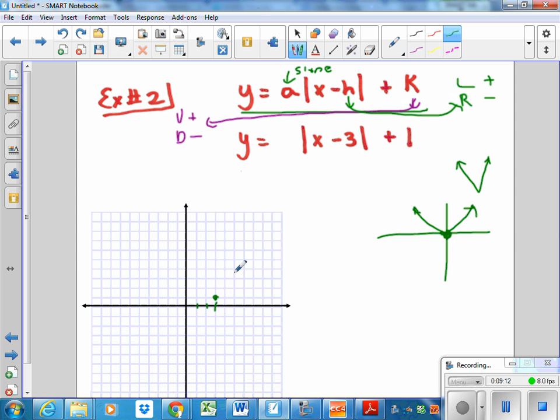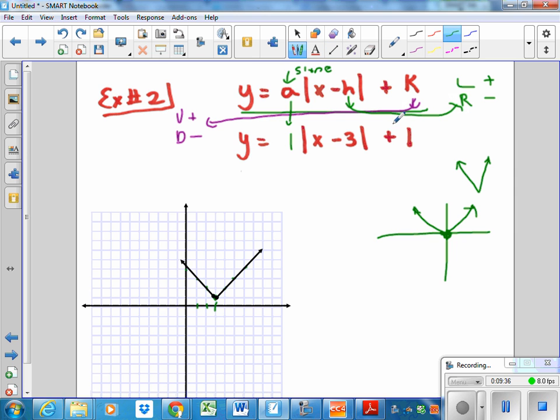How slanty do I make it? Because the A doesn't appear here, it's a 1. So I'm going to go up 1, over 1, up 1, over 1, up 1, back 1, up 1, back 1. So here are my two V areas. And then I just draw and connect them. And I go bloop. And I go bloop. That's all you have to do. Now that's one of my favorite ways to graph an absolute value.